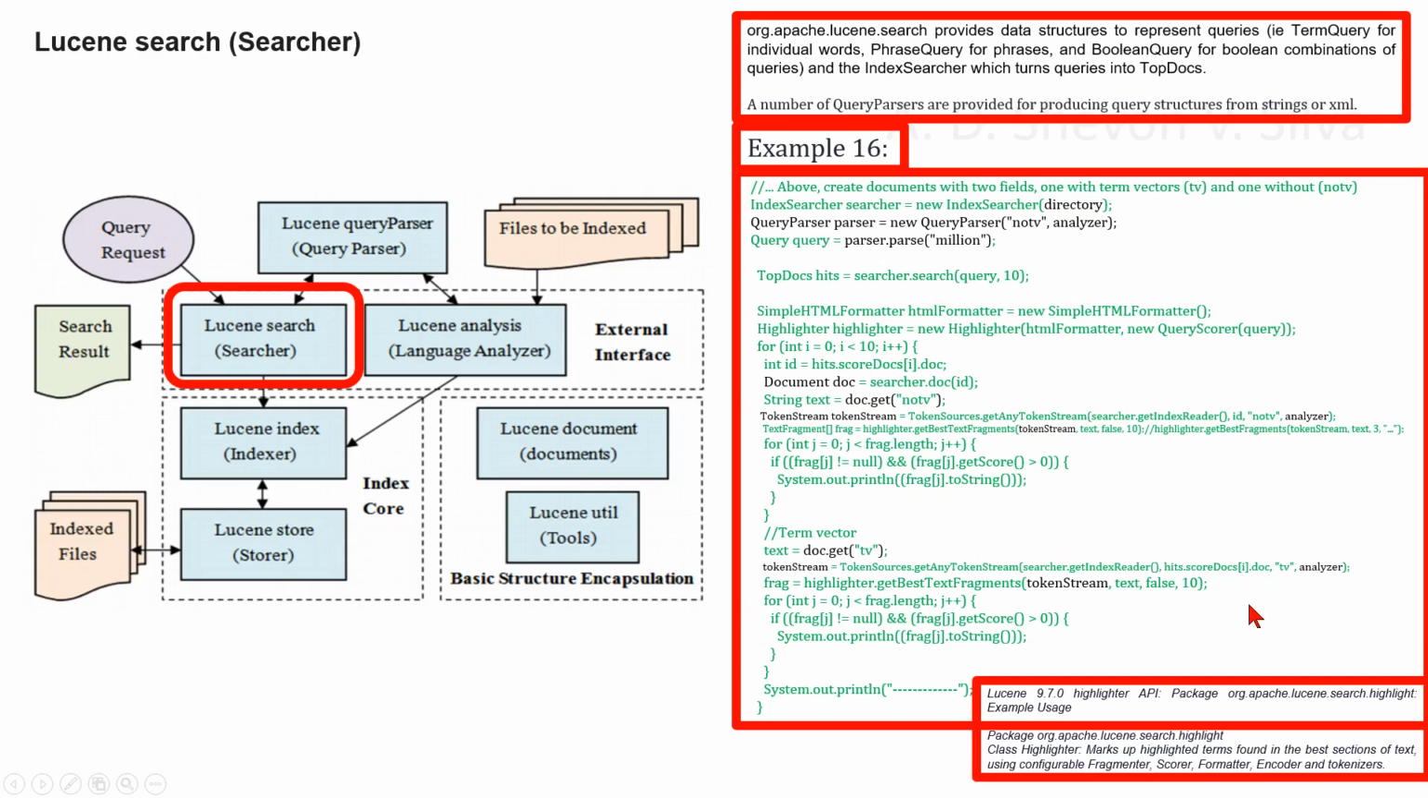Now we are considering the Lucene 9.7.0 highlight API. The package org.apache.lucene.search.highlight, here, highlight in the API. This is an example usage. The class Highlighter in package org.apache.lucene.search.highlight marks and highlights terms found in the best sections of text using configurable fragmenter, scorer, formatter, encoder, and tokenizers.